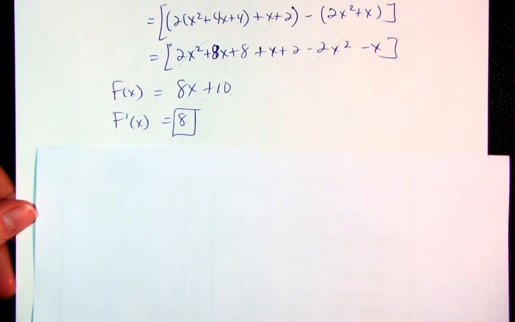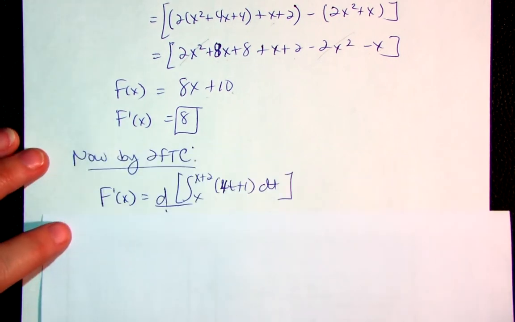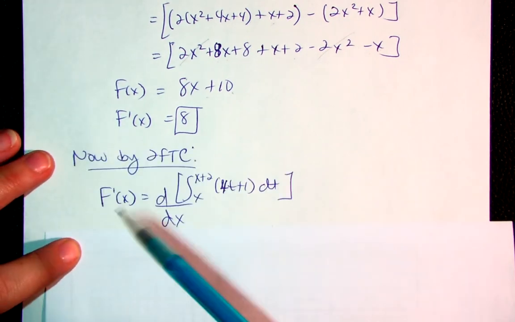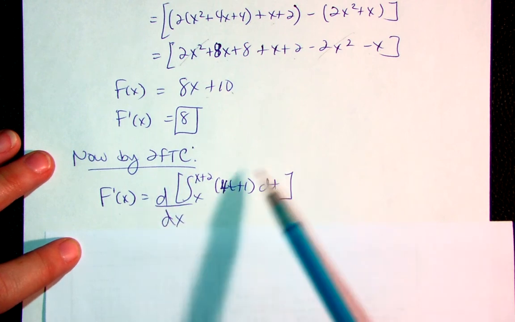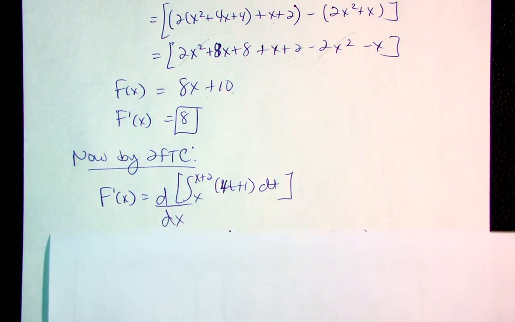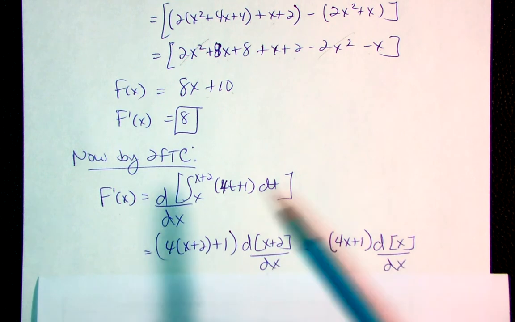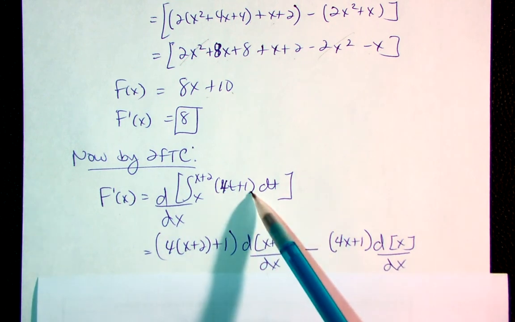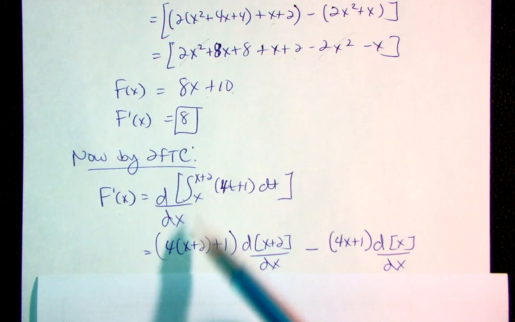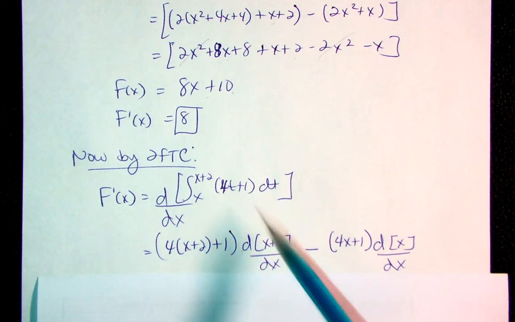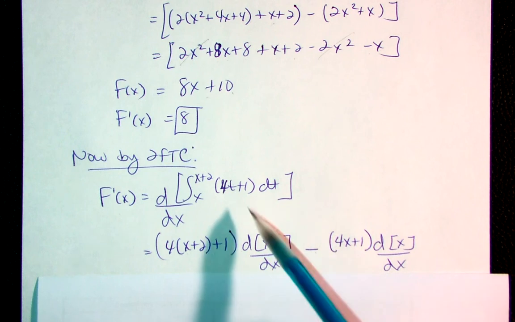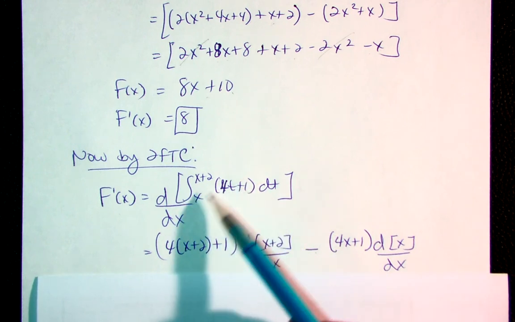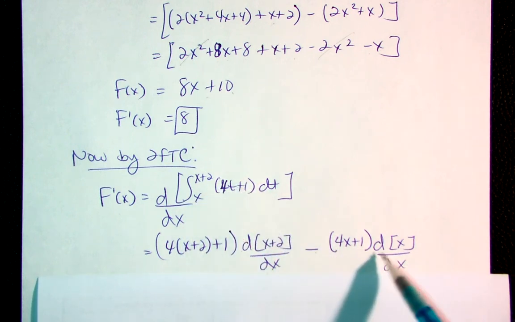Now let's use the second fundamental theorem of calculus. They want me to find the first derivative. And so here is this circular argument. So how do I do that? I take this function, and wherever I see a variable, I substitute in the upper bound, times the derivative of the upper bound with respect to x, minus take this function and substitute in the lower bound, times the derivative of the lower bound.